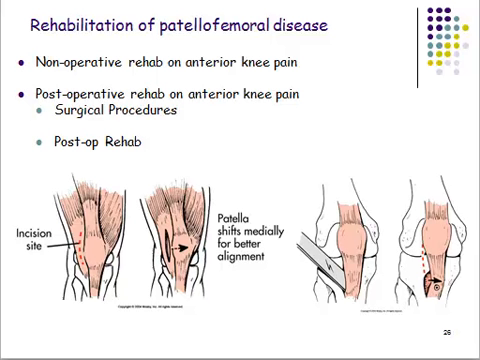Also, we may target the hip adductors. Stretching exercises will include IT band stretching, hamstring stretching, and manual patellar stretching. Early on in rehabilitation, we may want to modify the activities, for example, stair climbing.